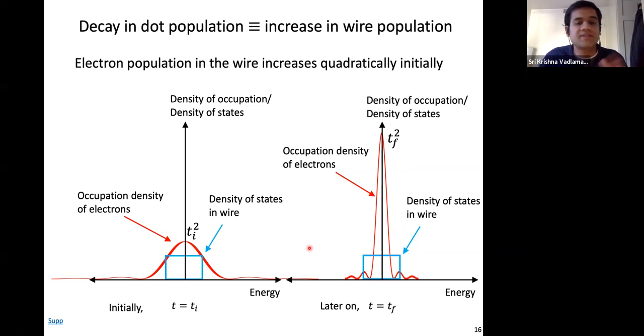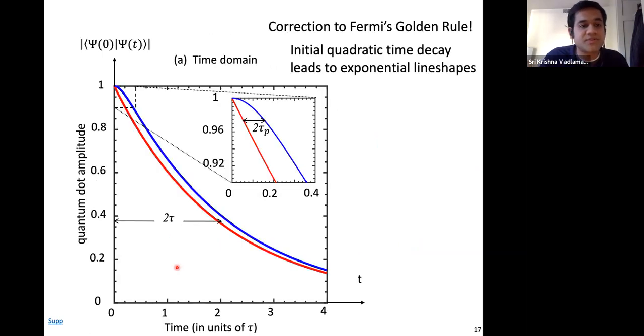So basically, the bottom line of all this is when you have a restricted density of states, the population of the electron in the wire increases as t squared at small times. And that means the population of the electron in the quantum dot decreases as t squared. So this is the new blue colored line that we get for the time decay.